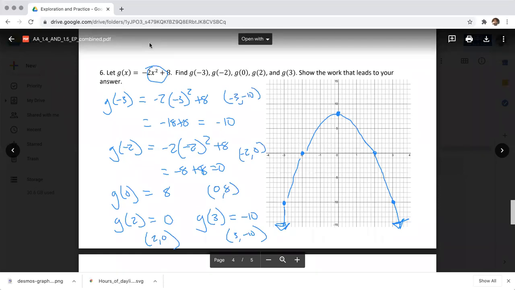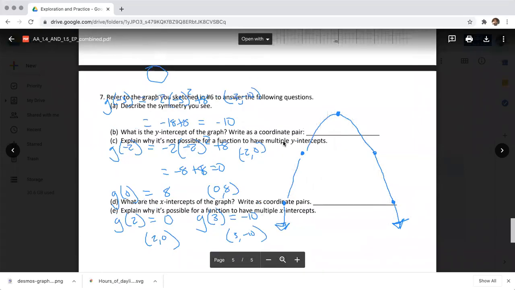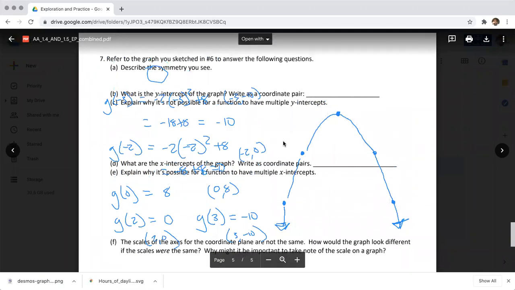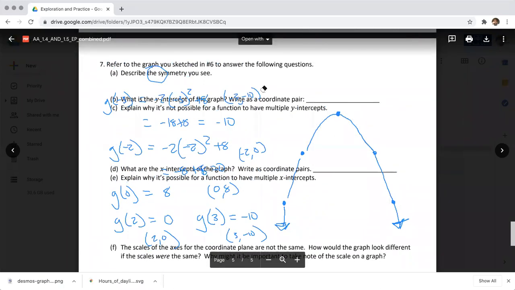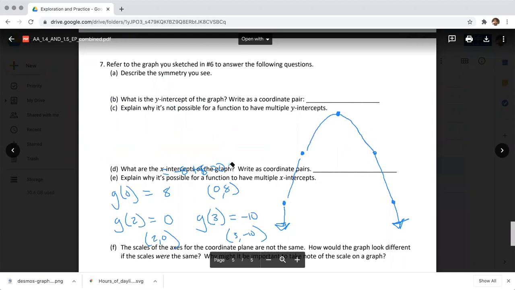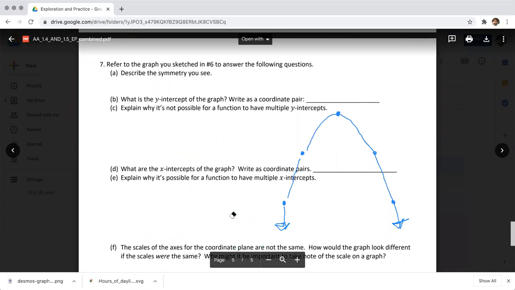Okay, so let's scroll down. I'll leave my work there for now. Okay, it says, let's see here, what can I erase? Maybe I can get rid of all these points and just keep the graph. But it basically says, what symmetry do you see? So it looks like to me that it's symmetric across the y-axis. It's reflected across the y-axis, meaning that it's the same on one side. If you reflect it over, it will be the same. So I'm going to put that it's symmetric across the y-axis.